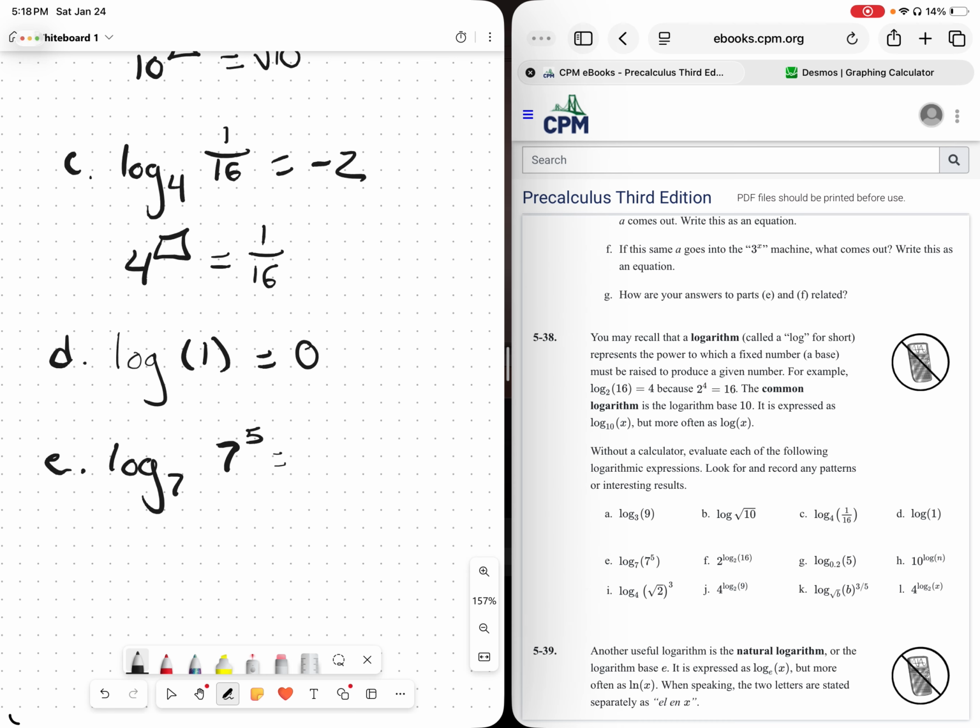Okay, e, you have log base 7 of 7 to the 5th. Well, they already gave you that one. It's 5, right? Because you know 7 to what power is going to get you 7 to the 5th. That's 5.